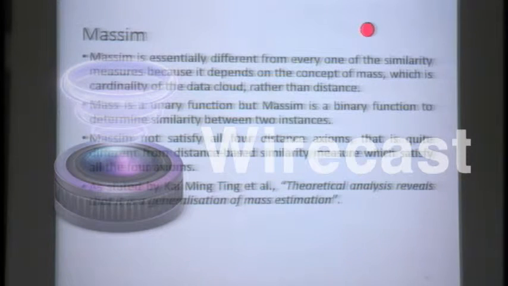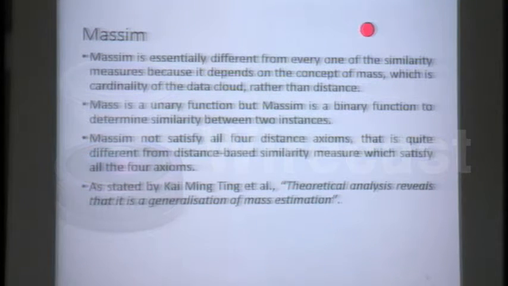Every time he is taking out 10,010, and he said that the theoretical analysis reveals that there is a generalization of the mass estimation. We use the data mining concept which we call density estimation. Now we are replacing the density estimation with a concept named mass estimation.